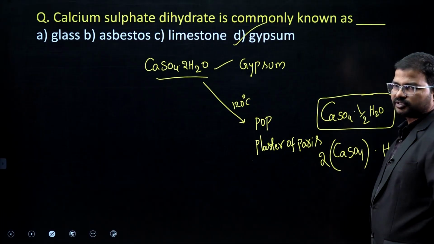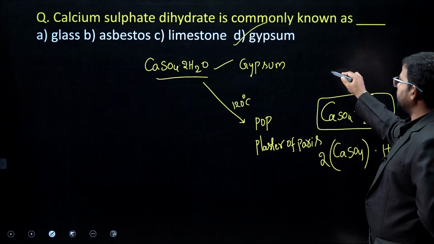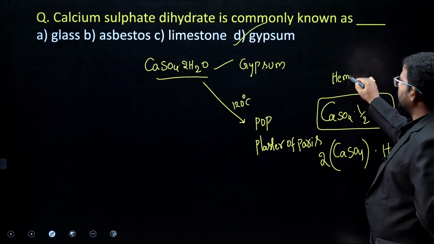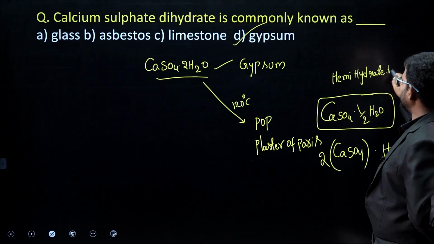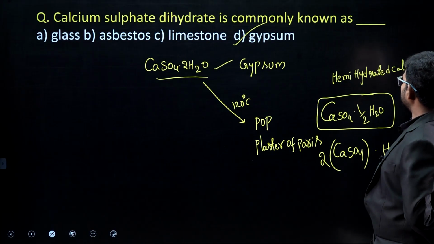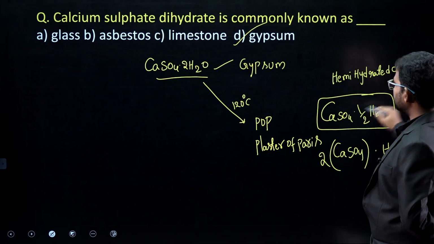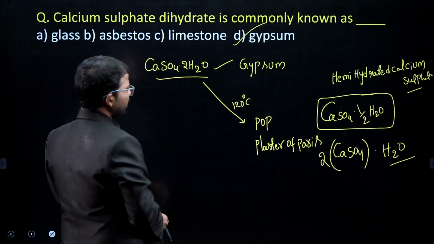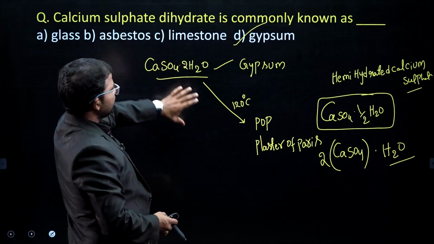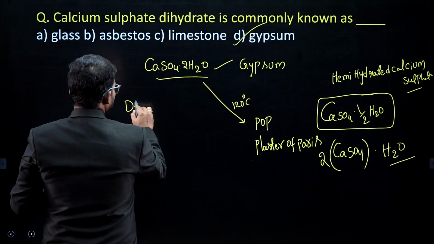Now, what is the name of this derivative? Plaster of Paris. What is the chemical name? Hemihydrated calcium sulfate. So how do we get this material? By the heating of gypsum. What is the name of this process? This is called dehydration.